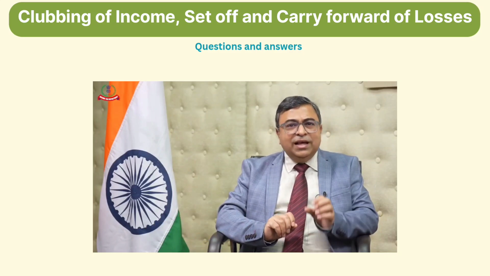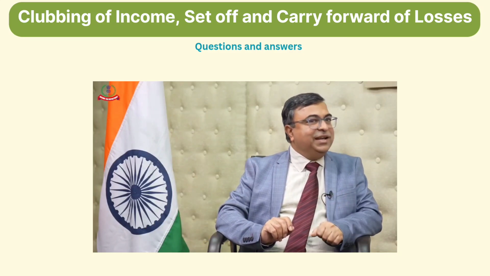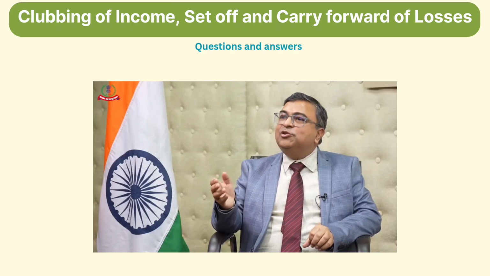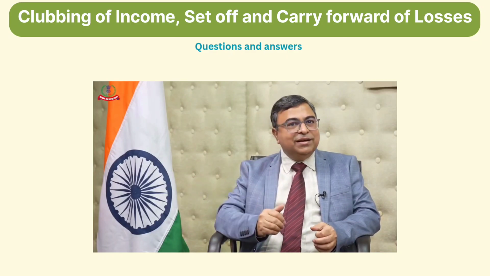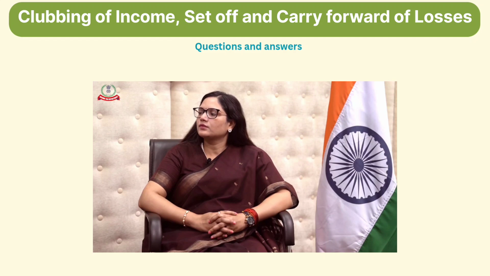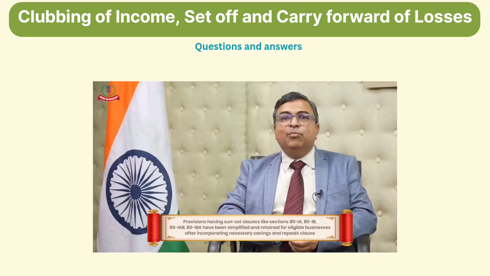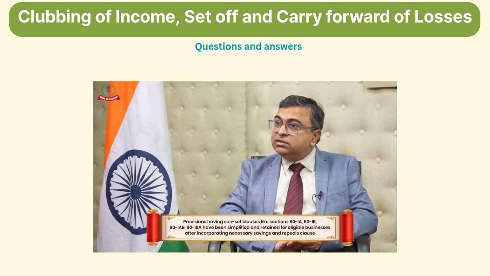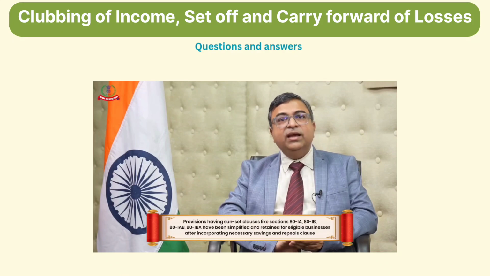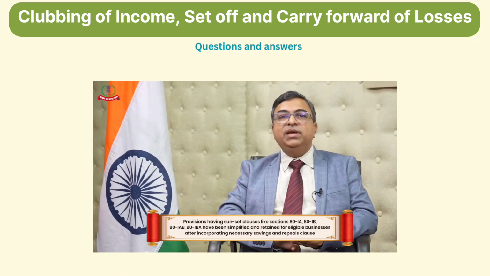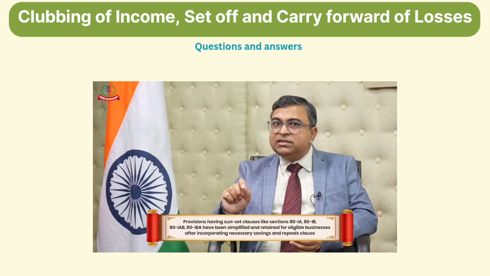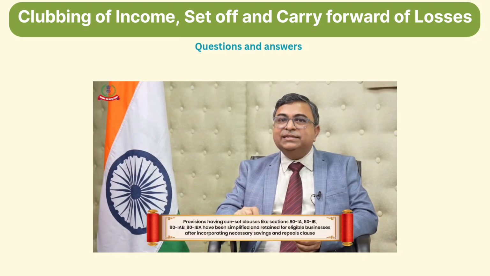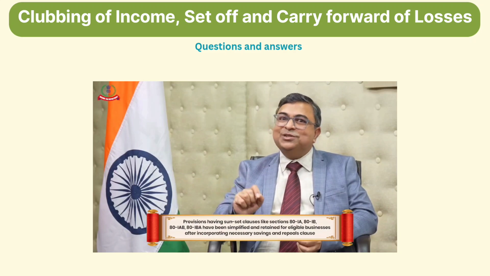For example, exemption provision of section 10AA, often interpreted to be a deduction provision and subject to litigations on this subject matter, has been incorporated under deductions to ensure consistency. Provisions having sunset clauses like section 80IA, 80IB, 80IAB, 80IBA, etc. have been simplified and retained for eligible businesses after incorporating necessary savings and repeals clauses.